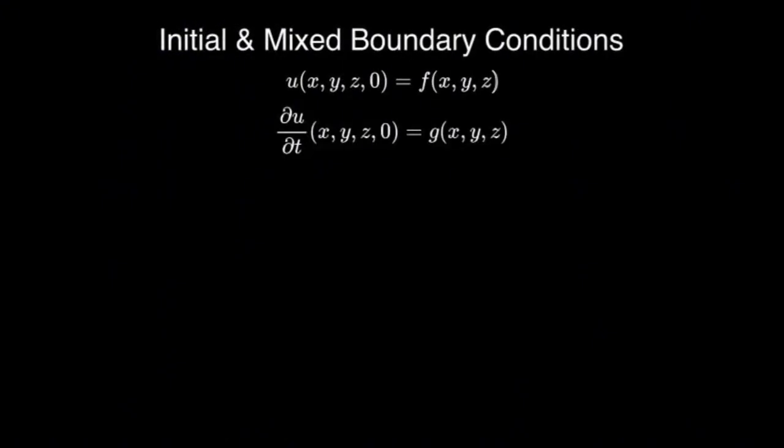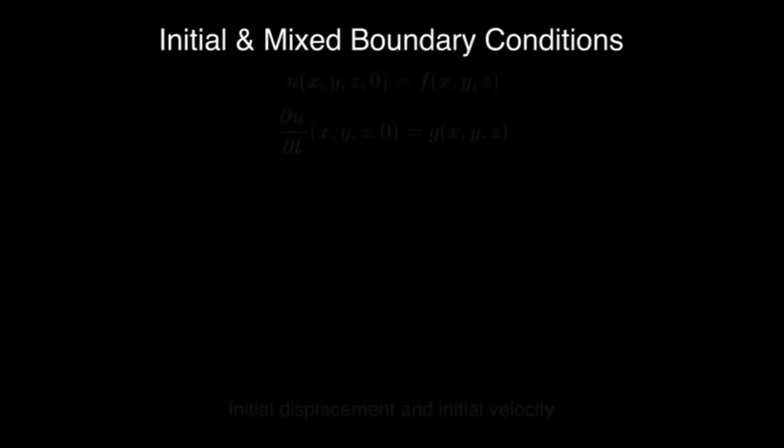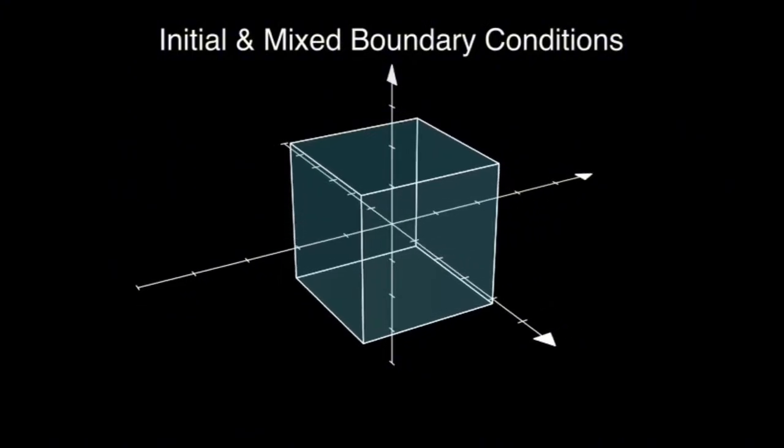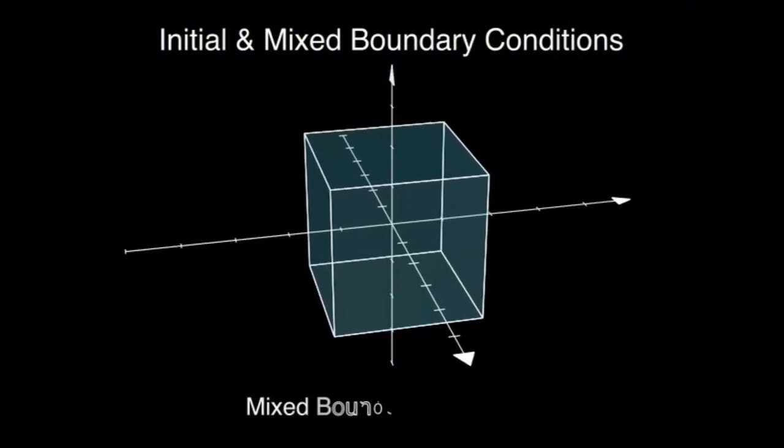Before solving the wave equation, we must know the starting position and the initial velocity of the wave. These are called the initial conditions. Now imagine the wave traveling inside a three-dimensional cube. The behavior of the wave depends on what happens at each boundary.